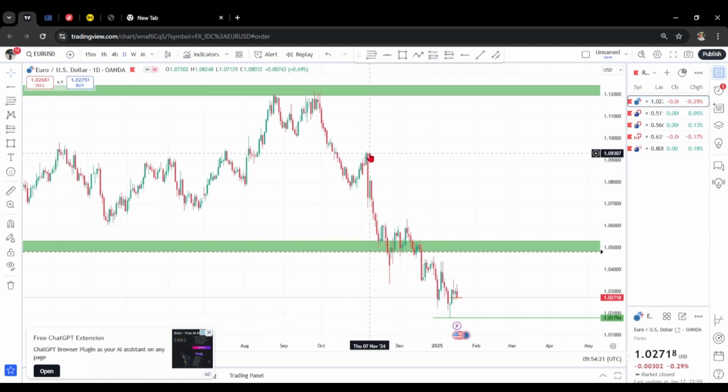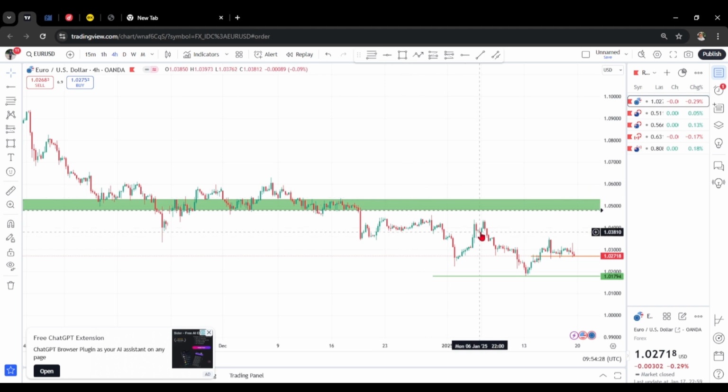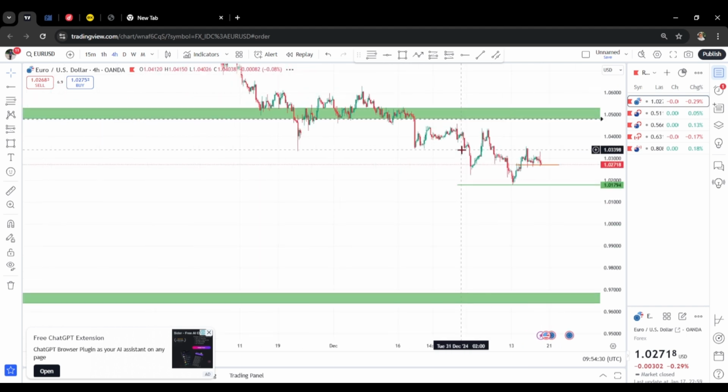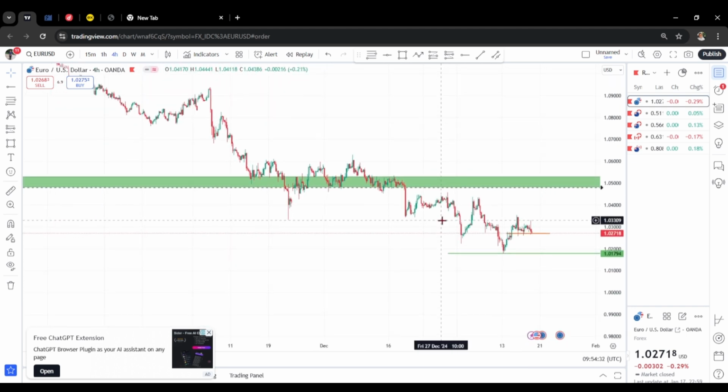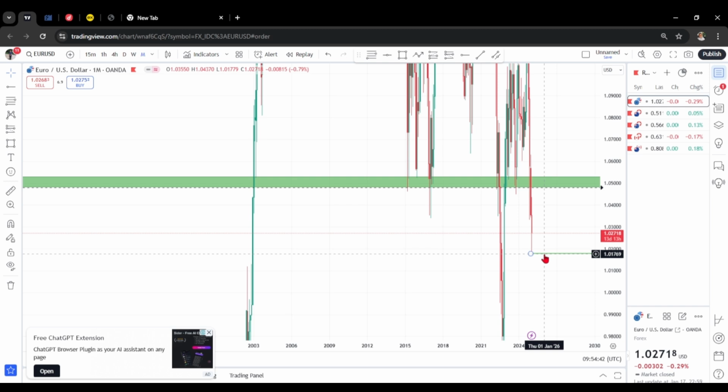So guys, like I said on my previous video, the dollar index is bullish, so the reverse case is the same thing on Euro USD. So we have to move to the monthly time frame. Let me just delete all these levels.